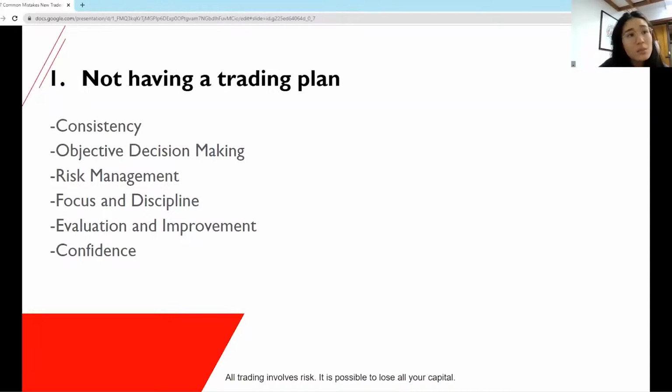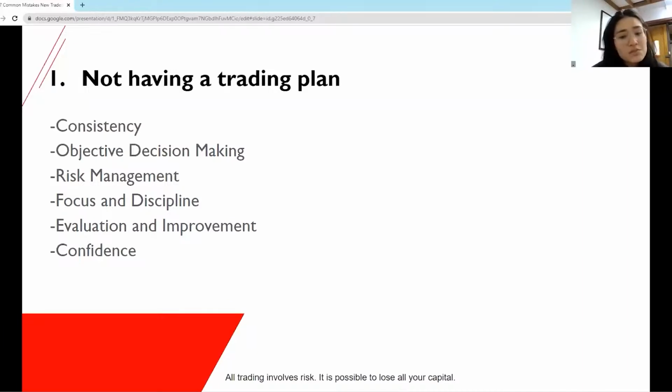Next, we have objective decision making. A trading plan provides a framework for making objective decisions. It helps you define specific criteria for entering and exiting trades based on technical or fundamental analysis. This eliminates guesswork and emotional biases, allowing you to make rational decisions based on predetermined rules.